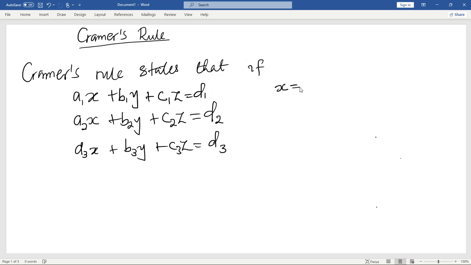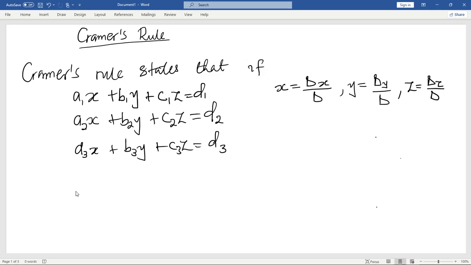of x is simply equal to the determinant dx divided by the determinant d. Then we also have y, the determinant with respect to y over the normal determinant, and the value of z is simply dz over d like this.